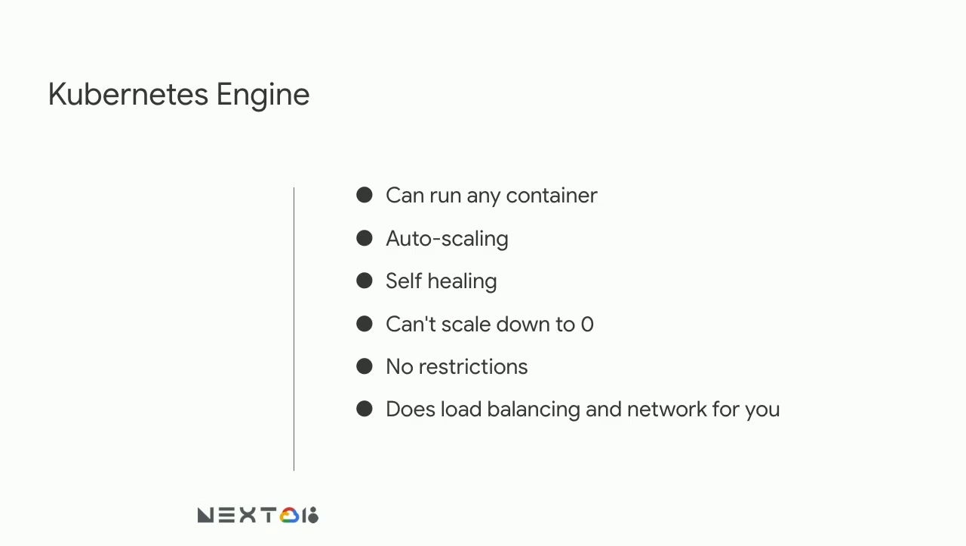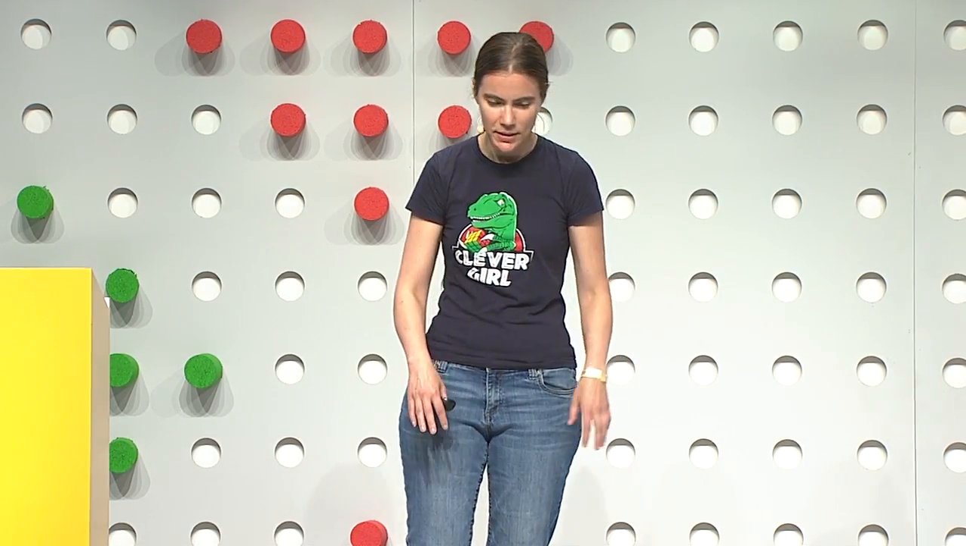Kubernetes Engine. It runs containers. I'm supposed to have a picture of a container ship or something on this slide, but it does auto-scaling and self-healing. It can't scale down to 0, but it can scale down to not very much. There are no restrictions on what you can run as long as you can put it in a container. And it does the load balancing and networking for you. So I actually end up running a lot of stuff in Kubernetes Engine because I get to run whatever I want in whatever way I want. And it does service discovery for me, and I don't have to set up load balancing and networking. It's fantastic.